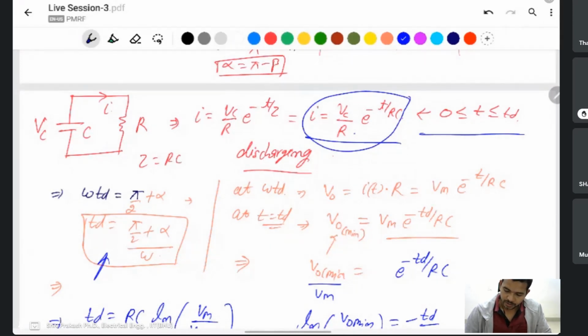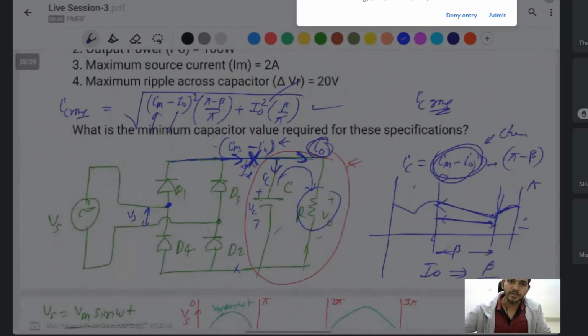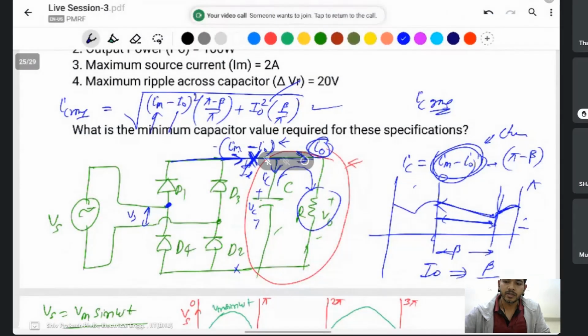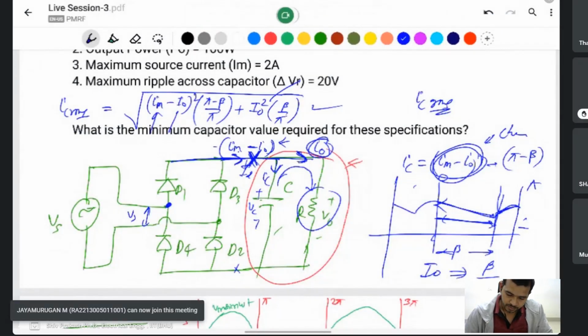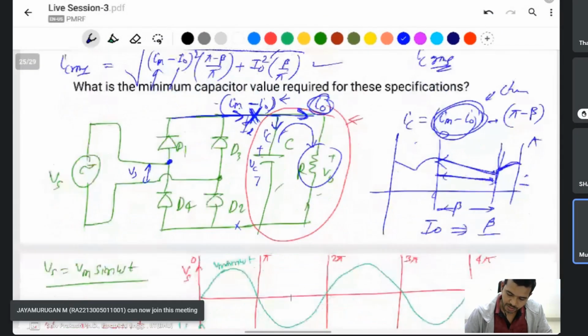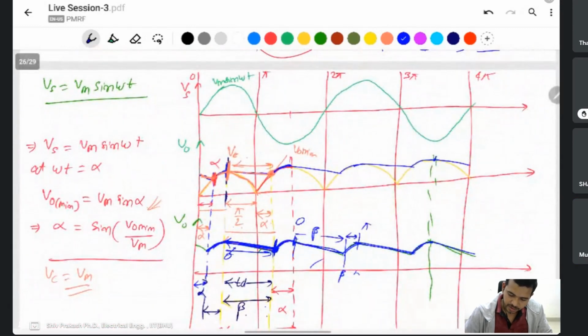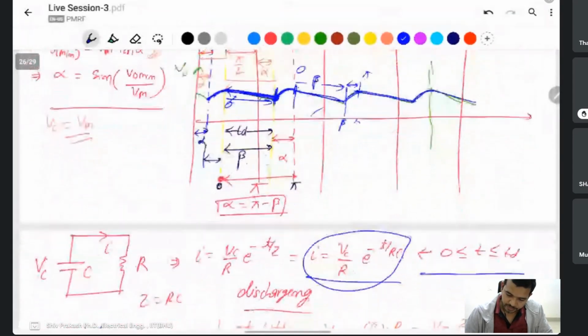And what will be the charging function? Charging is the same: Im sin omega t, or V naught by R, I sin omega t. Because this one is sinusoidal, right? Yes, sir. It's the same current flow, Vs by R.